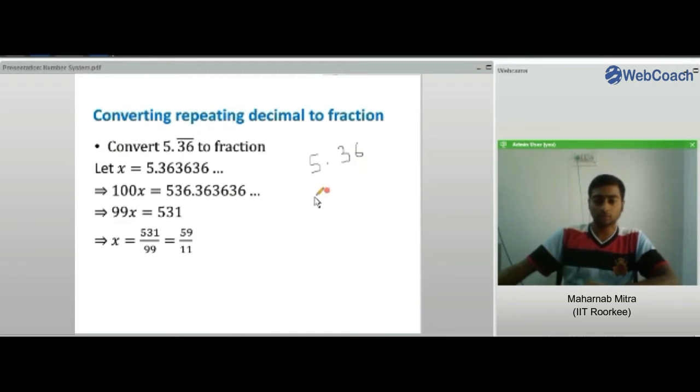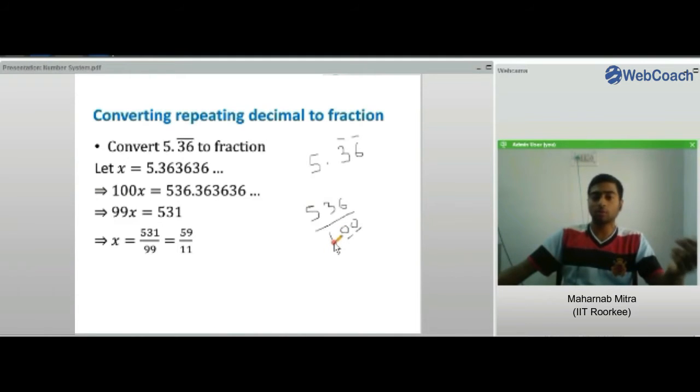Suppose we are given the number 5.36, no number is repeating, so we can directly find the fraction corresponding to this one. We should write 536, removing the decimal, and while removing the decimal we should write 1 followed by the number of zeros same as the number of places after the decimal. Here, as we have 2 places after the decimal, we have written 2 zeros after 1 in the denominator, right? So we can simplify this fraction further.